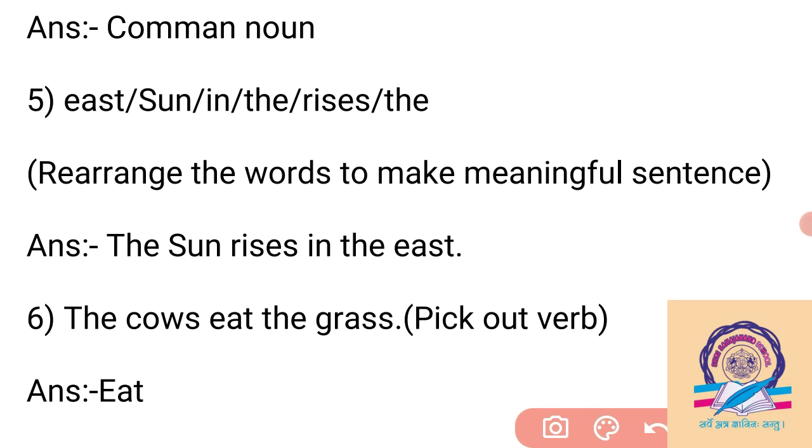We can understand the proper meaning of these jumbled words, and we have to arrange them in such a way that the meaning must be there in our arrangement of our answer here. So our answer is: the sun rises in the east.